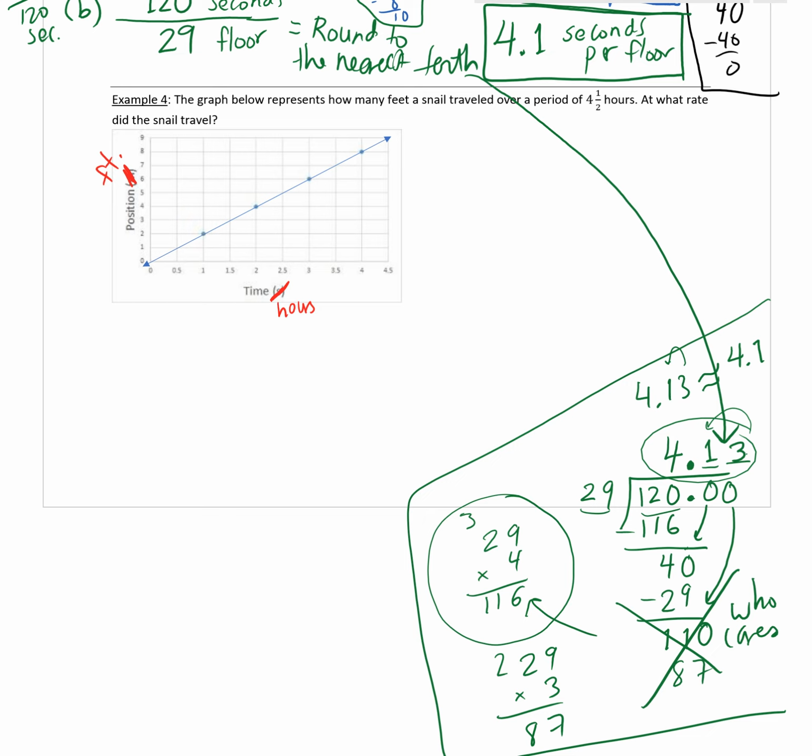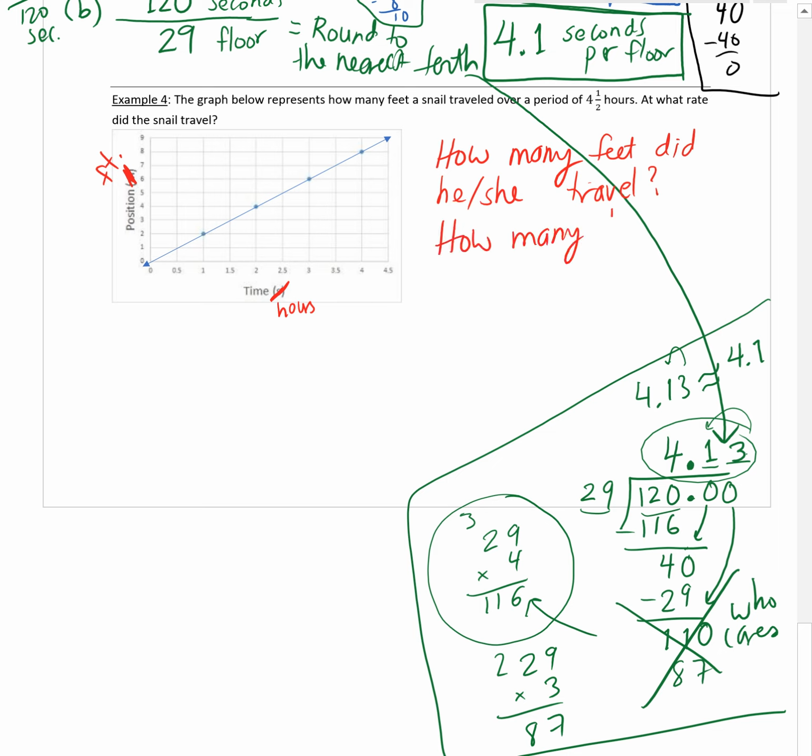Alright, so at what rate did the snail travel? Ooh, okay, that's a good one, huh? So I guess what I have to do is figure out, you know what I can do? Just say, how many feet did he travel? He or she, I don't know. I don't want to offend the snail. And how many hours did it take? Okay, and then I can set it up like a ratio. That'll be feet per hour, I guess.